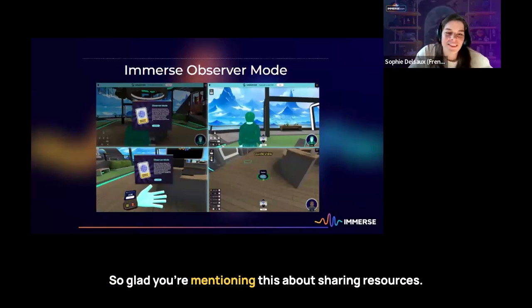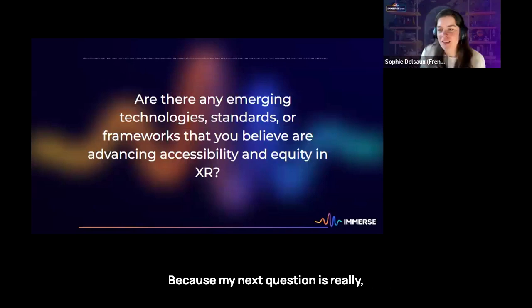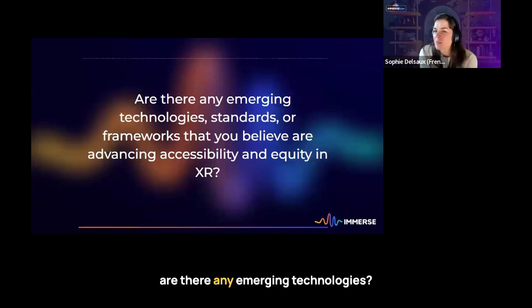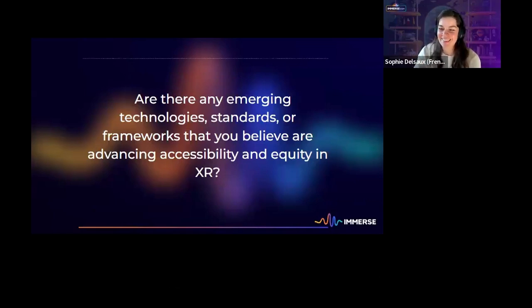So glad you're mentioning this about sharing resources, because my next question is really, are there any emerging technologies, standards, or frameworks that you believe advance accessibility and equity in XR? And maybe Luis, if you want to.